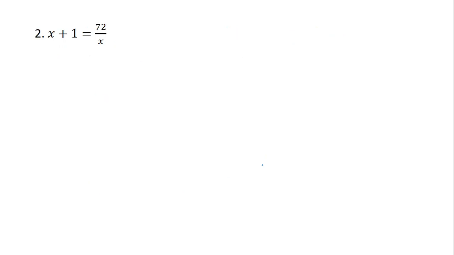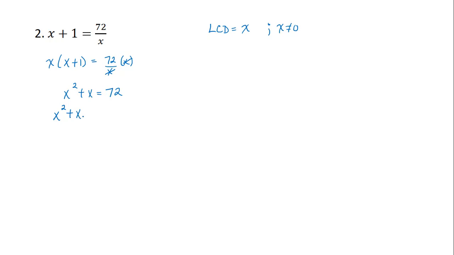The next equation is x plus 1 equals 72 divided by x. The least common denominator for this equation is just simply x, and the restriction is that x cannot equal 0. Multiplying each side by x, we get x times x plus 1 on the left is equal to 72 divided by x times x. On the left, we get x squared plus x is equal to just 72, since the x's divide out. This again is a quadratic equation. We set to 0 by subtracting 72. This gives us x squared plus x minus 72 is equal to 0.